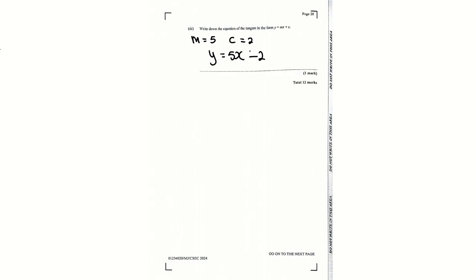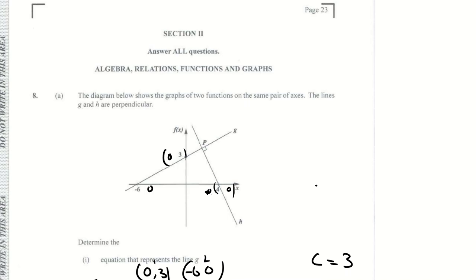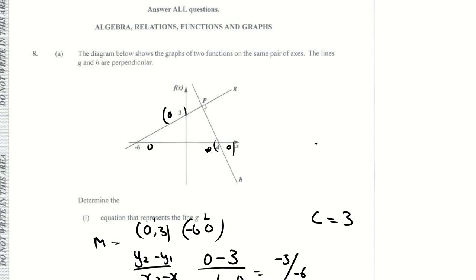I don't think that these questions are very hard once you learn the few things. This one here, we did this already, so I'm just going to go through it. The diagram below shows a graph of two functions on the same axis. The lines G and H are perpendicular. What are the rules that we know for perpendicular lines, guys?